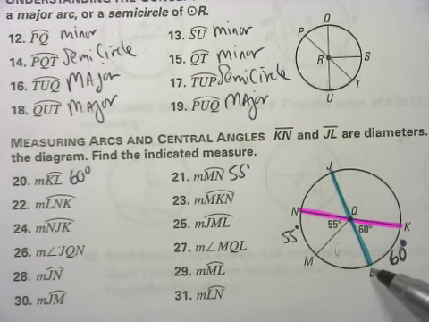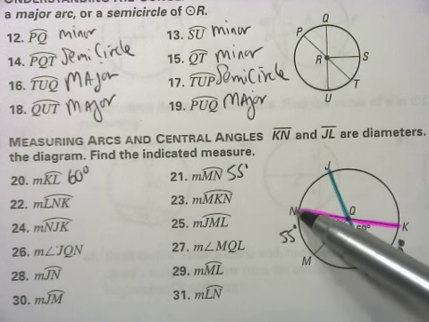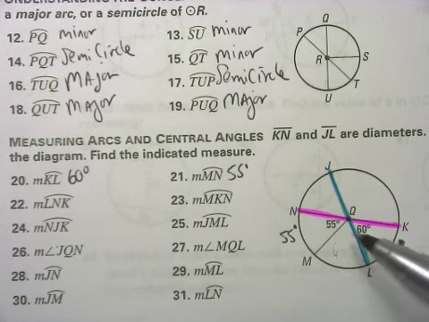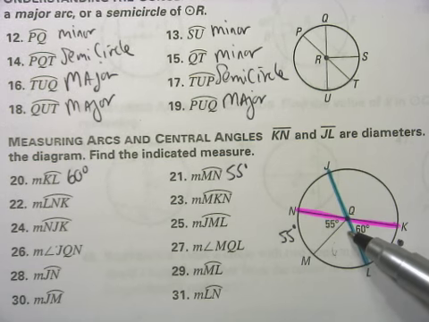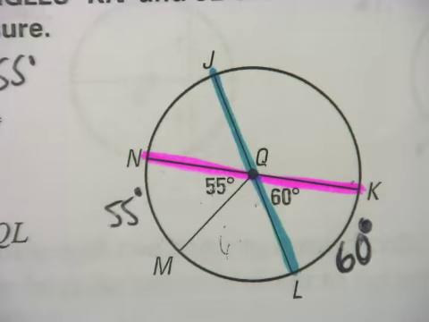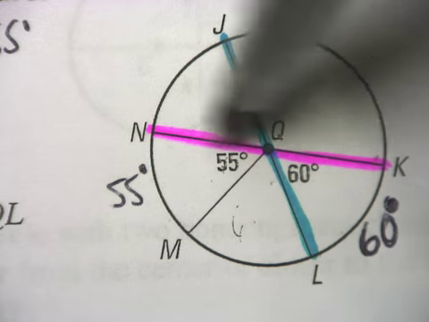Let's take a look at number 22, the measure of arc LNK. So we're going to go from L to N to K. Wow, that's a long way. Well, we notice here that we have some missing information. For example, I don't know what this central angle here is. I don't currently know what this central angle here is.